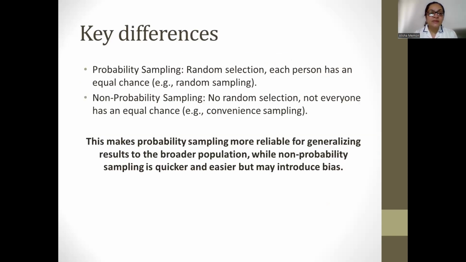Let us quickly see what is the basic difference between both the types of sampling. Probability sampling is random selection, and each person has an equal chance of being selected. While in non-probability sampling, there is no random selection and not everyone has an equal chance of being selected in the study. This is why probability sampling is more reliable for generalizing results to the target population, while non-probability sampling is quicker, easier and convenient, but it can introduce bias.